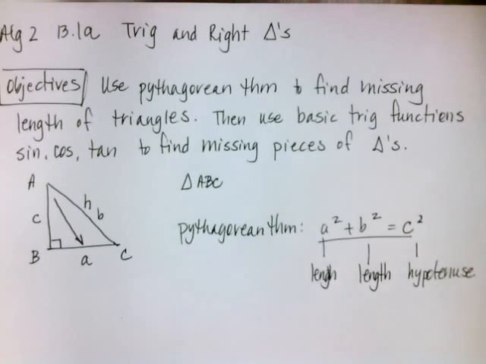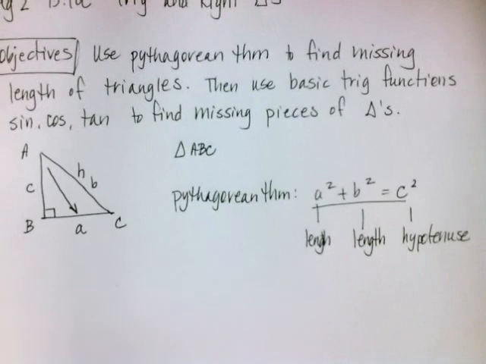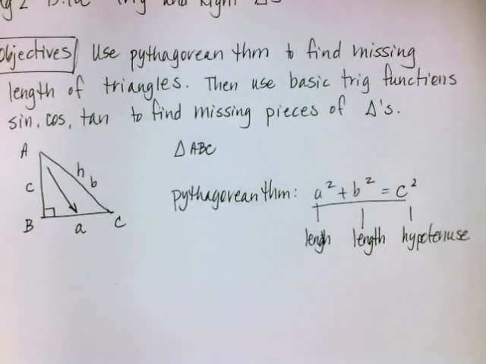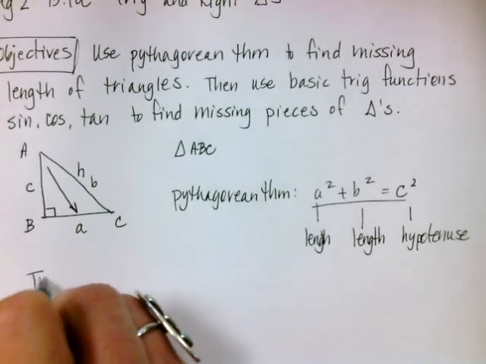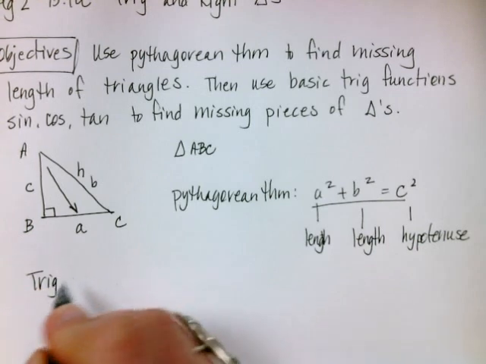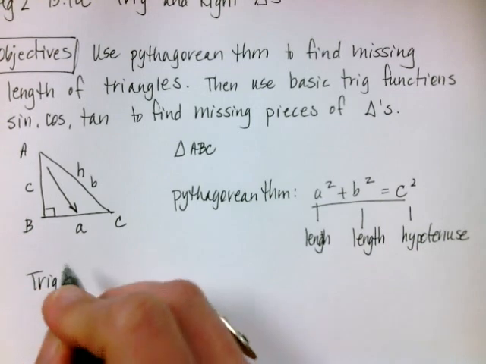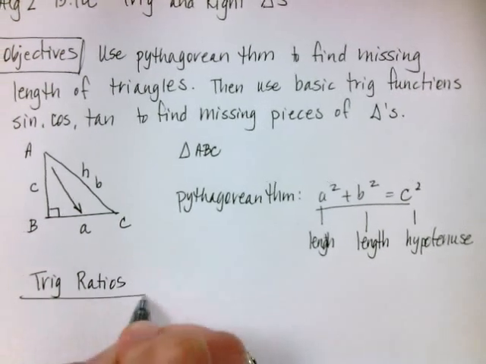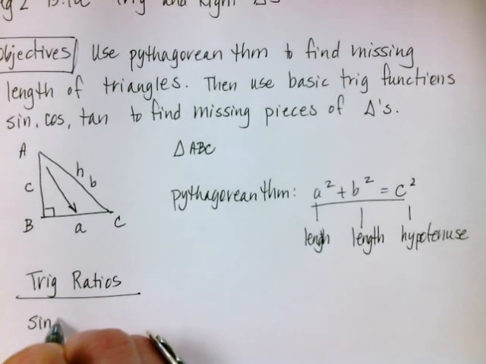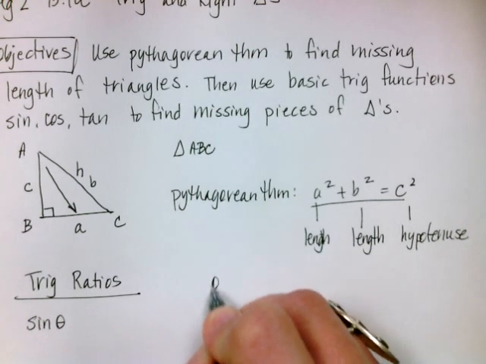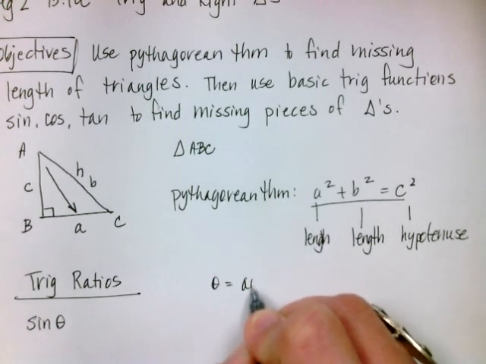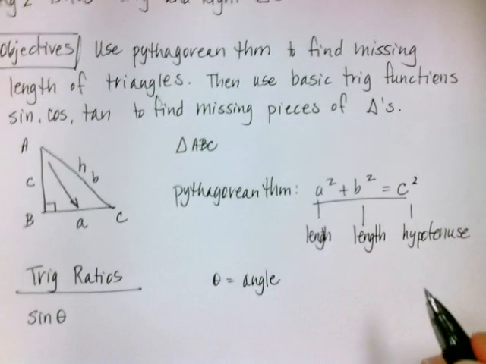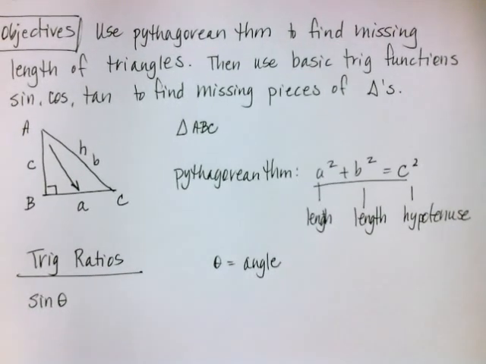Okay. The other thing that I'm going to review is your trig ratios. So there are 6 basic trig ratios. We're only going to manage 3. So our trig ratios, if you'll remember, the sine of an angle, and theta just represents an angle, but we're going to do some big kid math, so we're going to use theta.